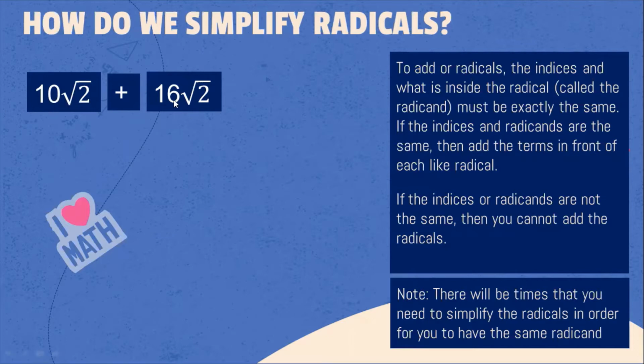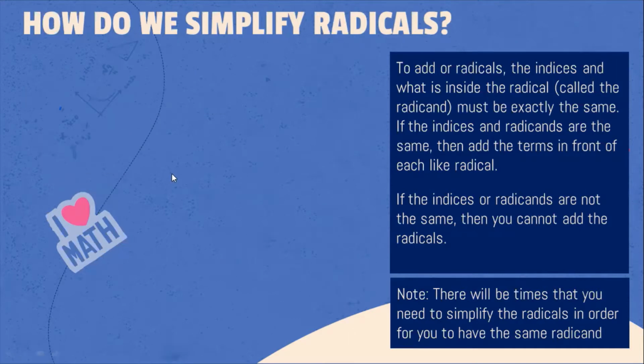That is 10 plus 16. That is 26, then copy the square root of 2. So the final answer is 26 square root of 2, because we cannot simplify it anymore.